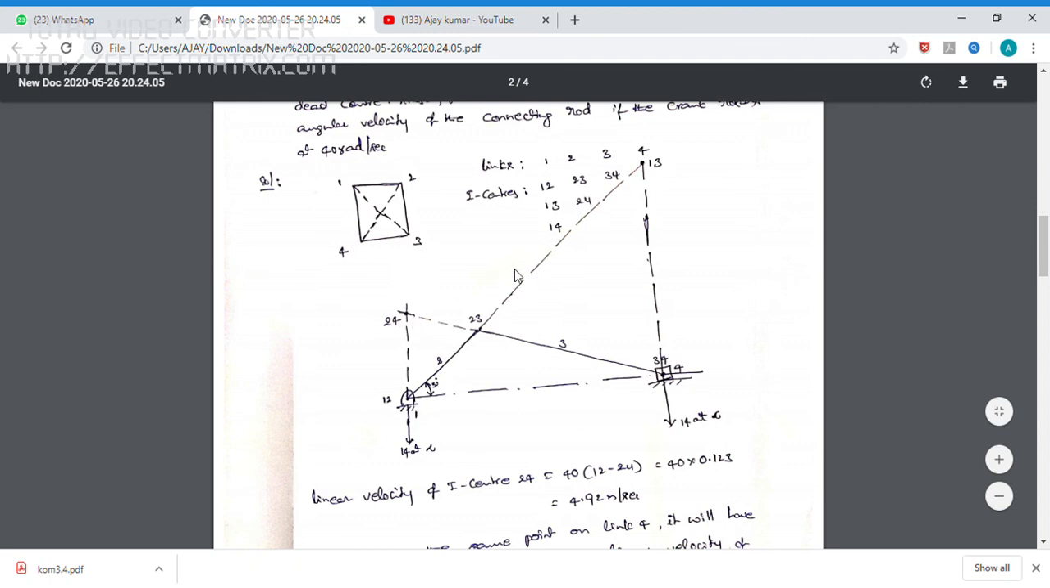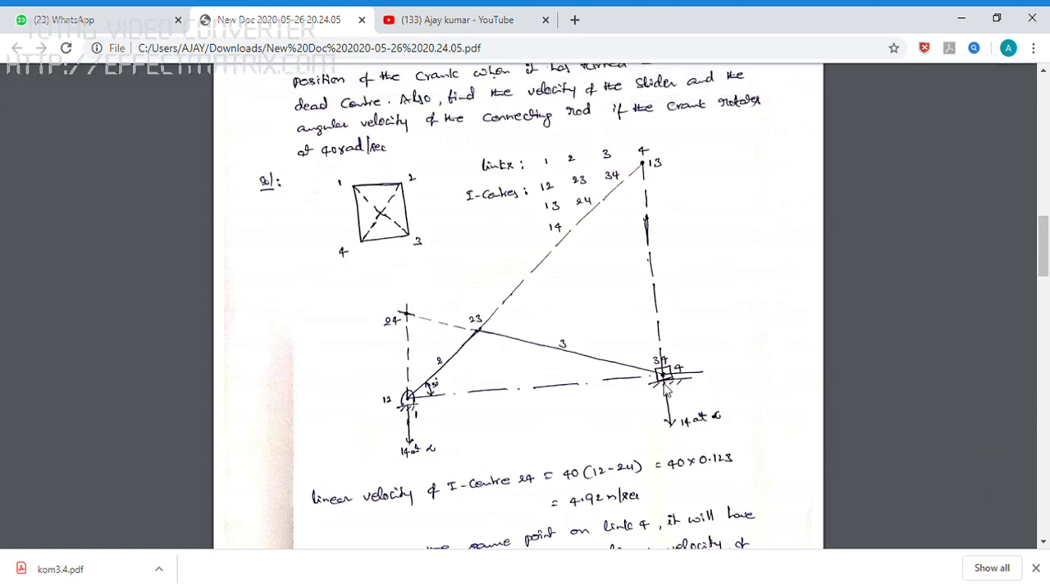Now we have got a total of 6 instantaneous centers. Try to identify 1,2 and 2,3. Second one, 1,2 is the fixed instantaneous center, a permanent instantaneous center. Next, 3,4 is also a permanent instantaneous center. Here 1,4 is also a fixed instantaneous center.